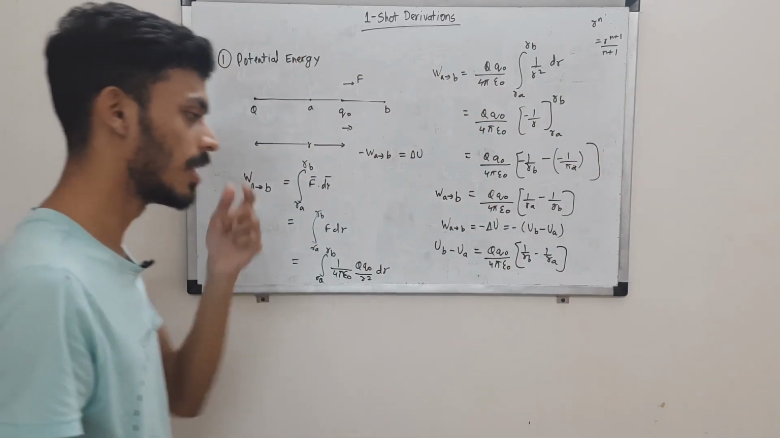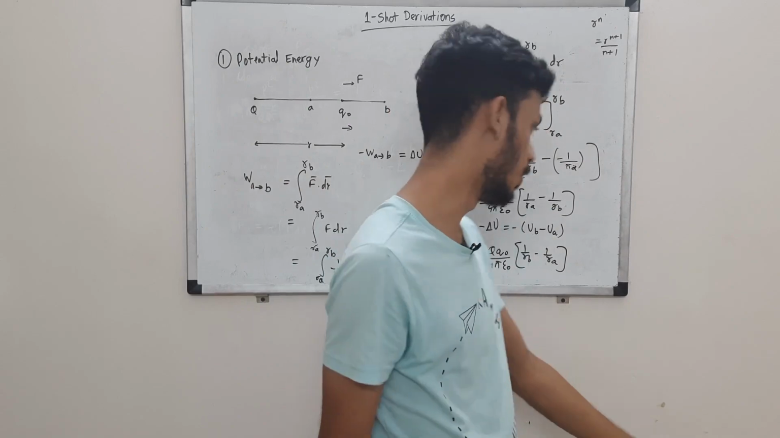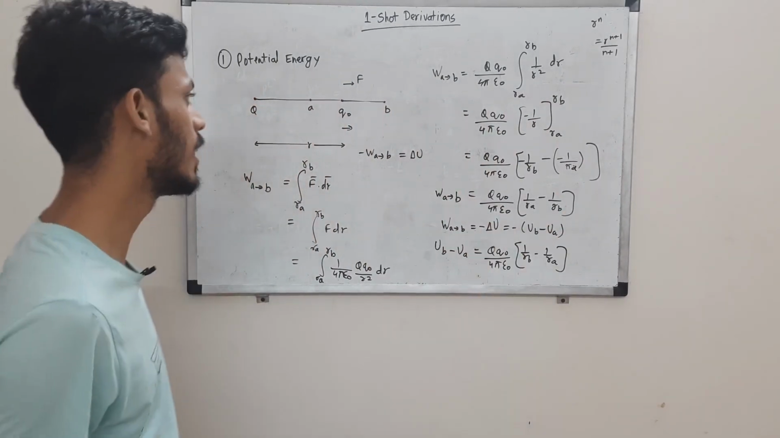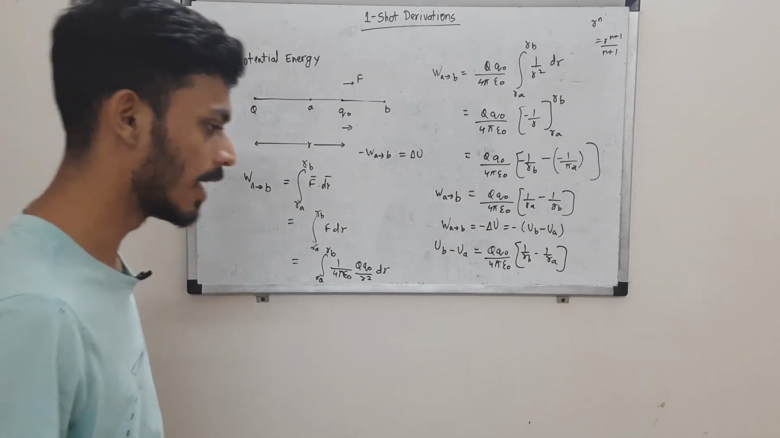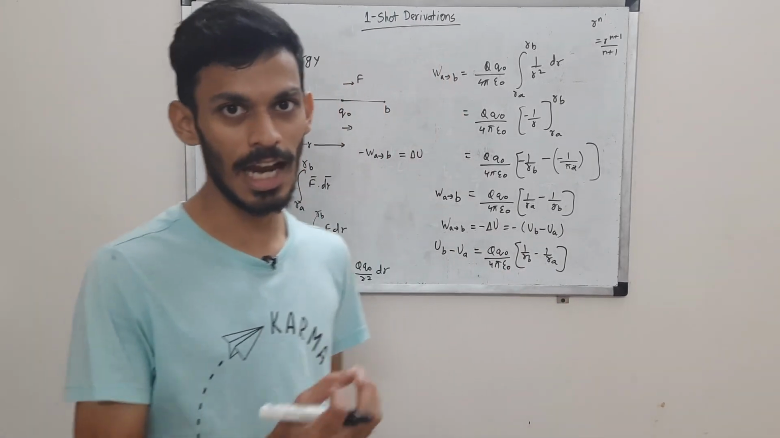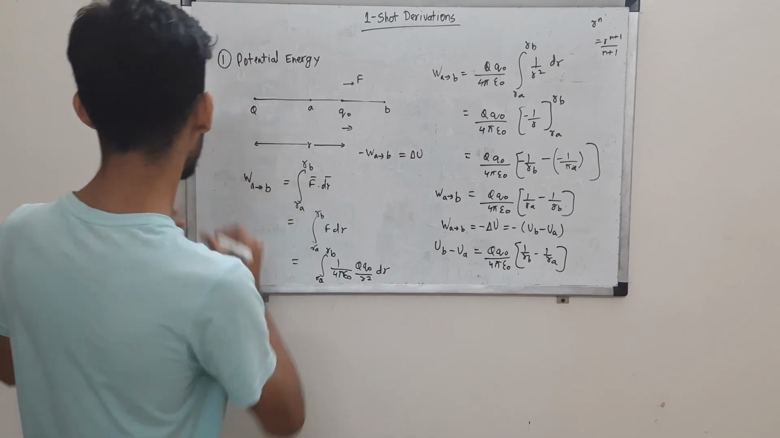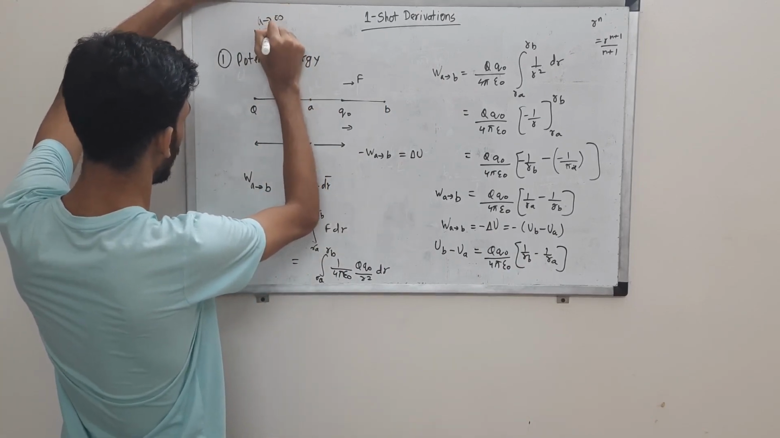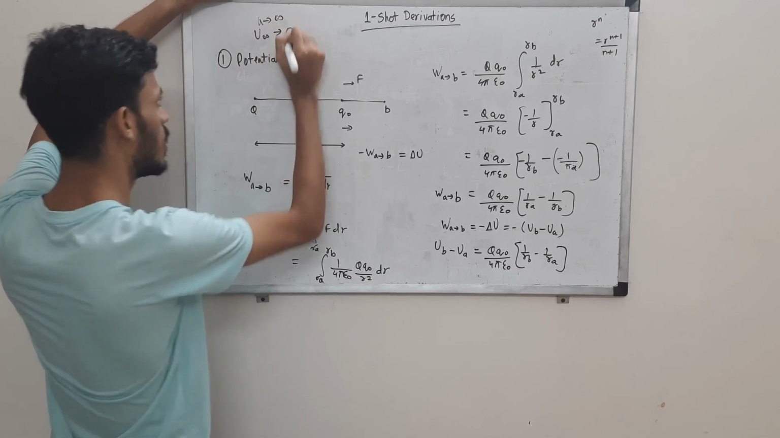At that point we can choose that the potential energy is 0. So we'll choose the point A at infinity. This is how we can find potential energy at a specific point. In that case, potential energy at infinity is conveniently chosen to be 0.